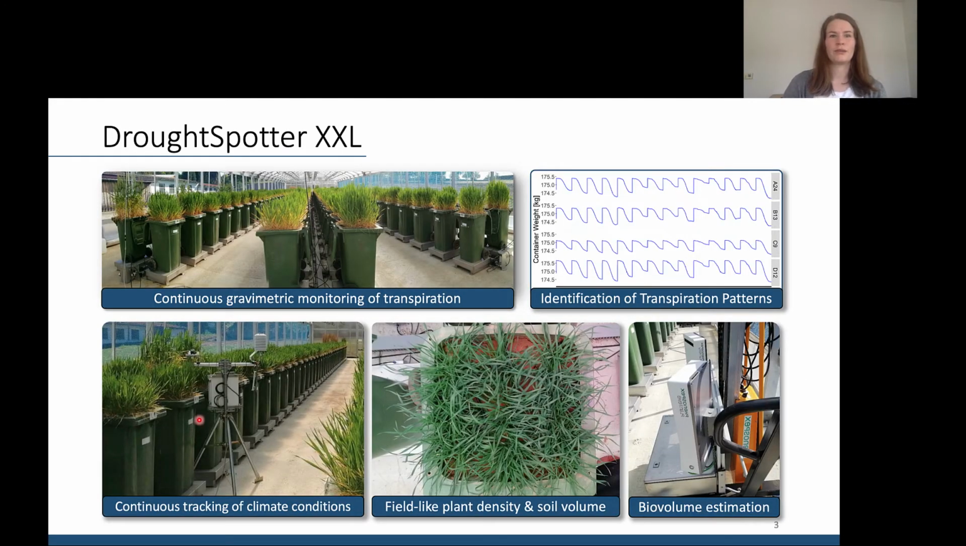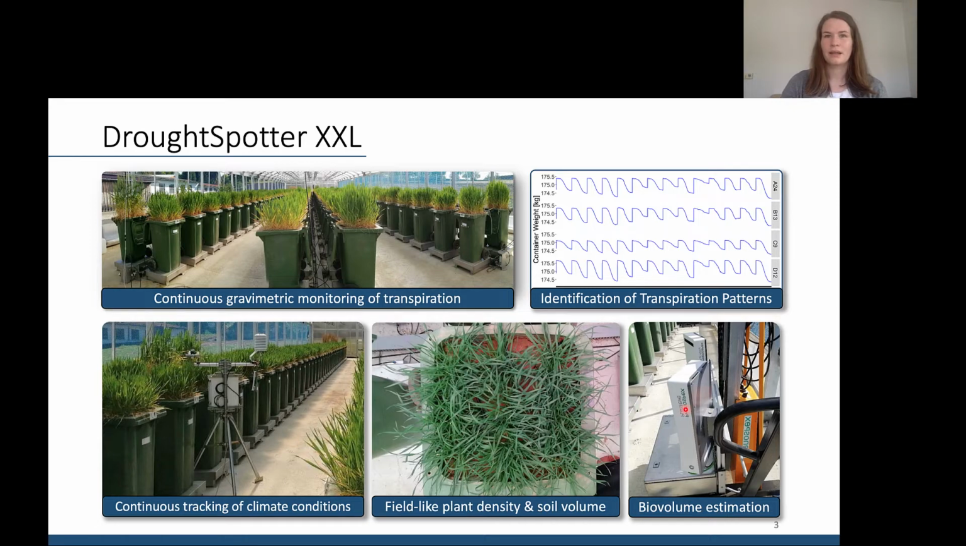Therefore, we are using this DroughtSpotter XXL facility. With it, we can continuously monitor the plant's transpiration gravimetrically. Climate conditions such as temperature and humidity are continuously recorded but not controlled. And the large containers that we are using allow field-like plant density and unrestricted root growth.